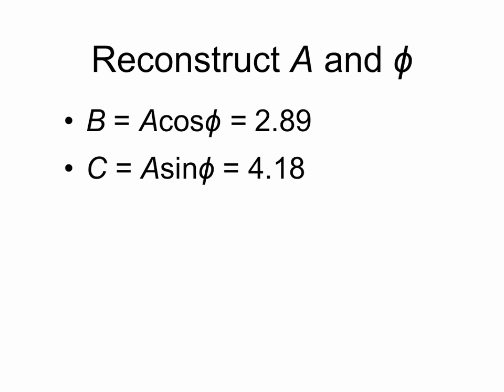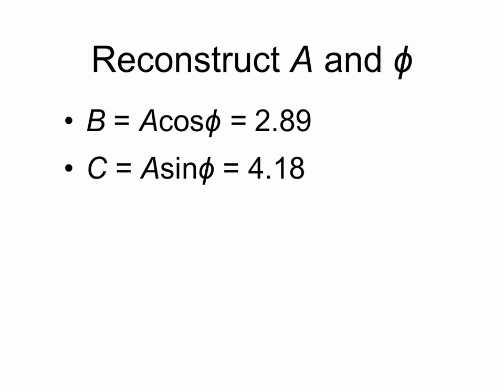Now, a little further work. We want to reconstruct A and phi. We want to know what our amplitude and our phase were, but instead we got these numbers b and c. So we got b is equal to a cosine phi, and we got our result from the linear regression of 2.89. And c we got as being 4.18. So is it possible to reconstruct A and phi from these two numbers?